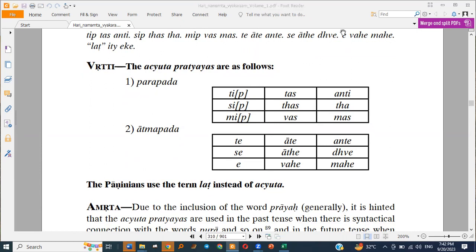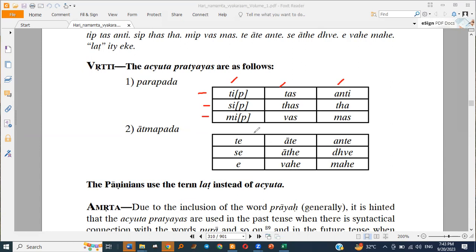Yesterday we also learned how there are the persons: the first column stands for the third person, the second for the second person, and the last column for the first person, like I, we both, and we. And then we have Ekavachana in the first row, Dvivachana in the second row, and Bahuvachana in the third row, right? Similarly in Atmapada: Te, Ate, Ante, Se, Athe, Dhve, E, Vahe, Mahe.